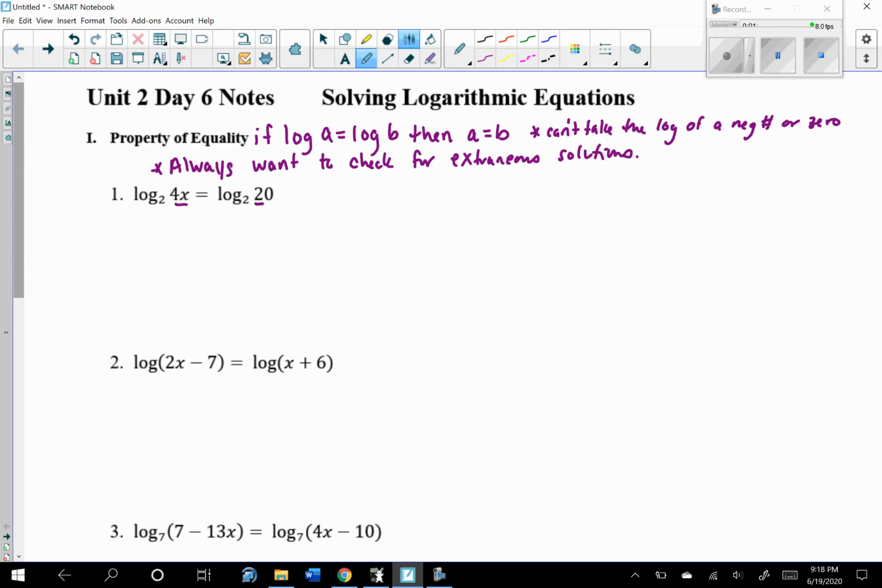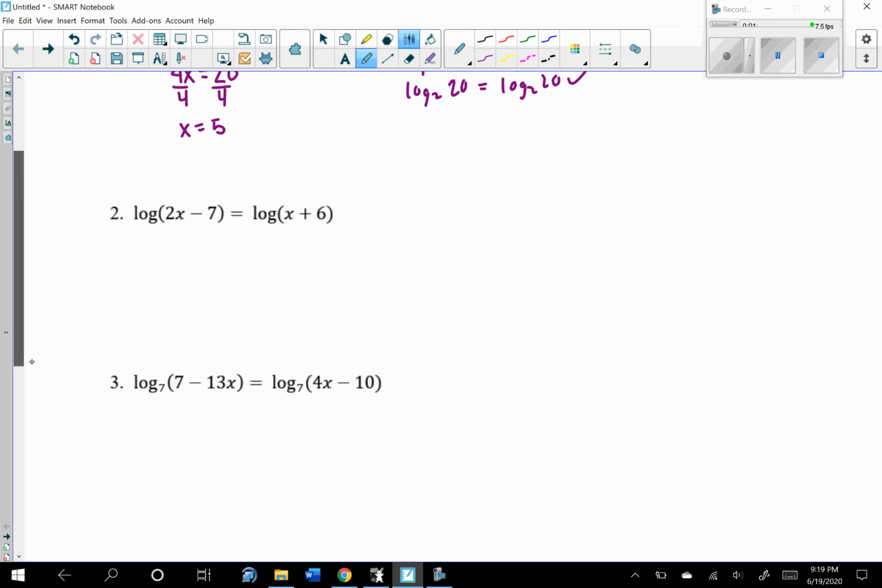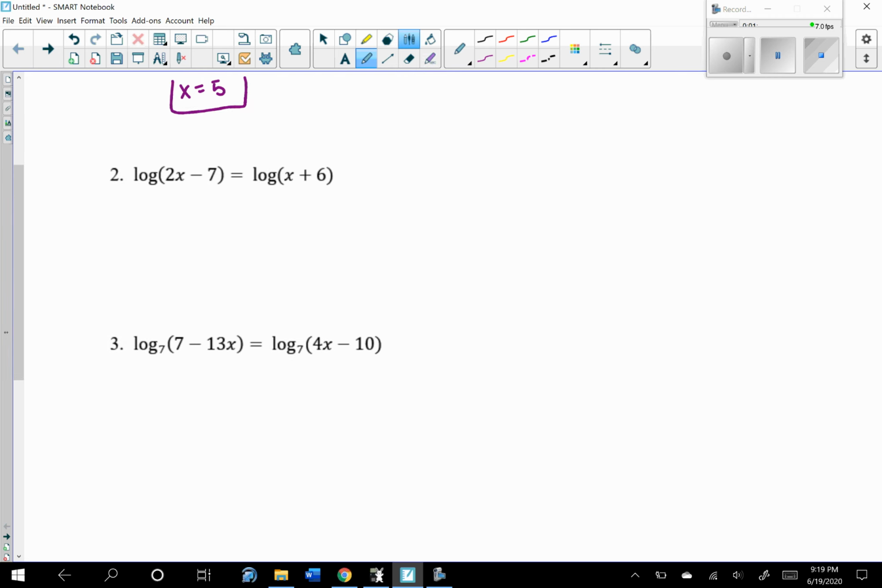So that means we can set the arguments equal to each other. Remember, the argument's just what you're taking the log of. So 4x is equal to 20, divided by 4, and x is equal to 5. So then we want to check your work, and we get the log base 2 of 4 times 5 has to be equal to the log base 2 of 20. And so the log base 2 of 20 equals log base 2 of 20. So that's easy. So that one checks out, and that means my answer is x equals 5.